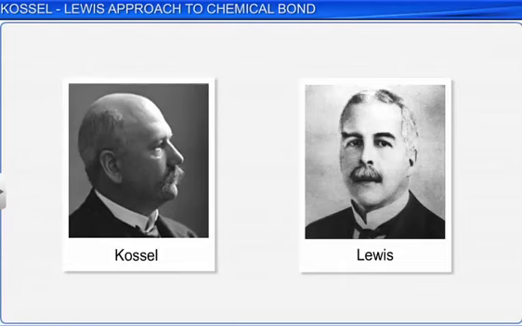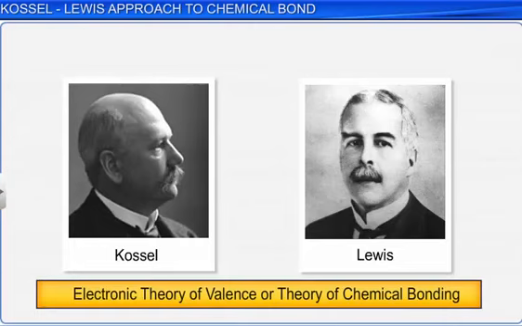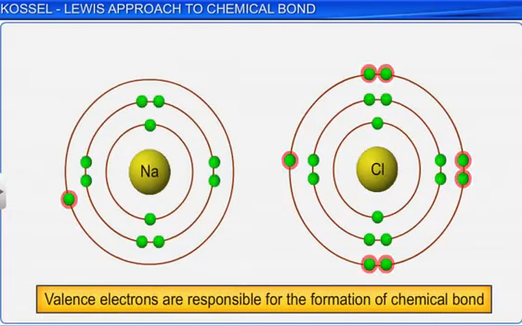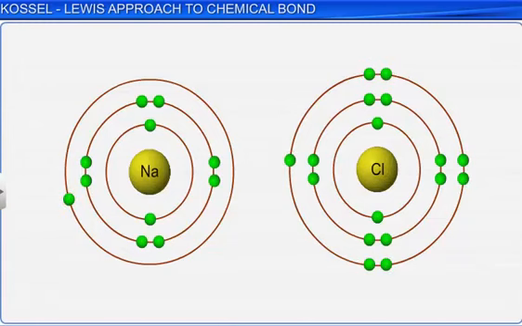Later in 1916, Kossel and Lewis developed the electronic theory of valence, or theory of chemical bonding, to explain the chemical bond formation between two atoms. According to the electronic theory of valence, every atom tries to attain octet in its valence shell by losing or gaining or by sharing of electrons. This is known as the octet rule. Only valence electrons are responsible for the formation of chemical bond. Except valence electrons, the remaining part of the atom, that is the nucleus with the inner shell electrons, is called kernel.